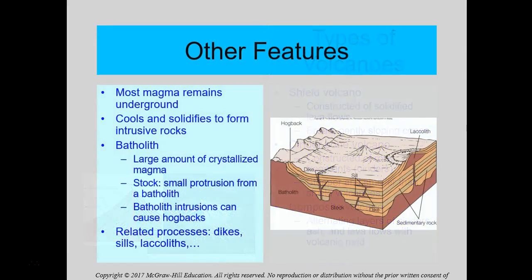There are other features that can occur with magma underground. If it solidifies, it can form intrusive rocks. What this basically means is that if you have some sediments on the surface and the magma finds a way to make its way up into these sediments, it can cut into this rock and solidify, and it can leave behind these little pieces inside of the rock.